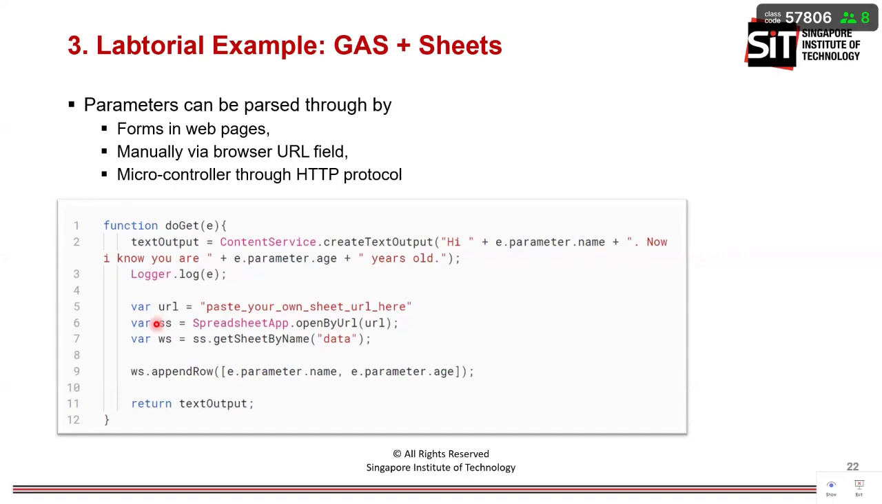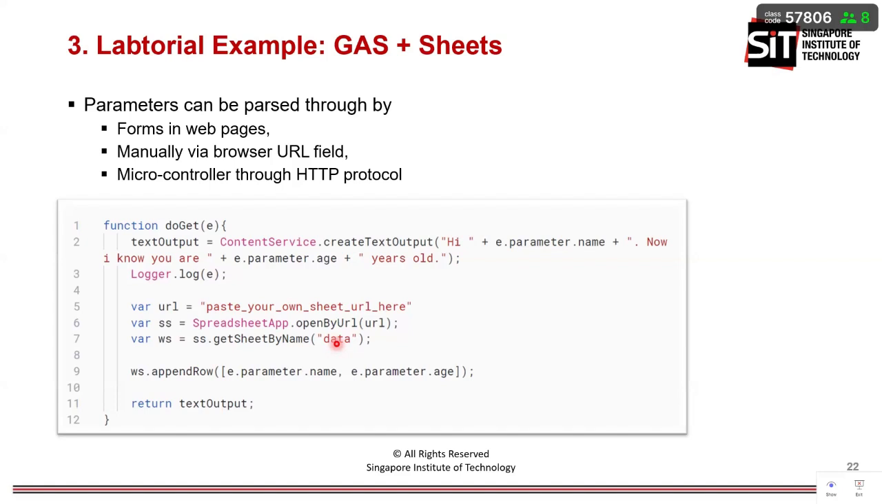Sorry, let me say again. I think I made a mistake. When we have the URL, we use SS to store the workbook. Remember, the workbook is the file. So we use SS to point to the workbook. Now that we have the workbook, which is SS, we can open up the workbook to find the respective worksheets. Which worksheet are we going to open? We are going to open the worksheet called data. At this juncture, in line 7, we have WS as a pointer pointing to the worksheet called data, so we can store values into this worksheet called data.